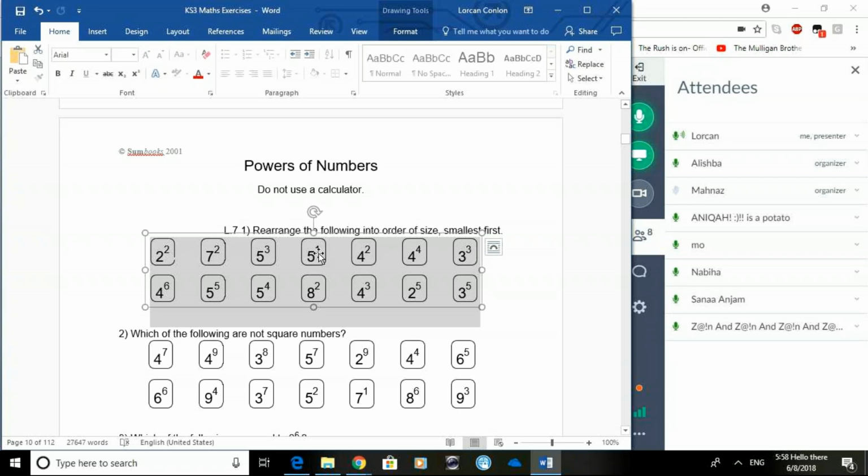Nabia, did you get 5 to the power 1? I got 5. Perfect, yeah. Sana, what is 4 squared? 16. Zian, tricky one, what's 4 to the power 4? I'm still doing that. It's okay, take your time, there's no rush on it.